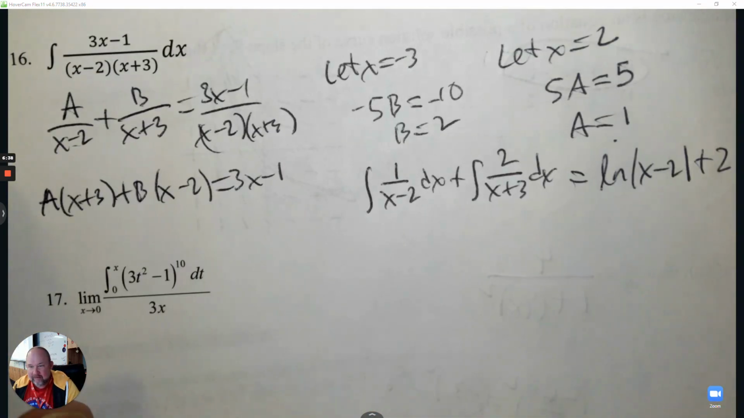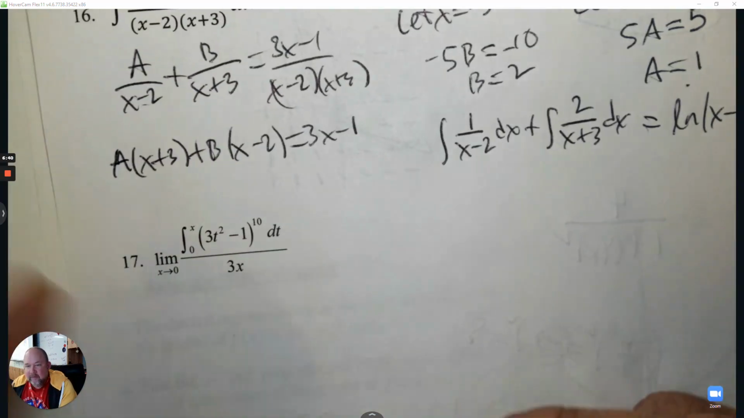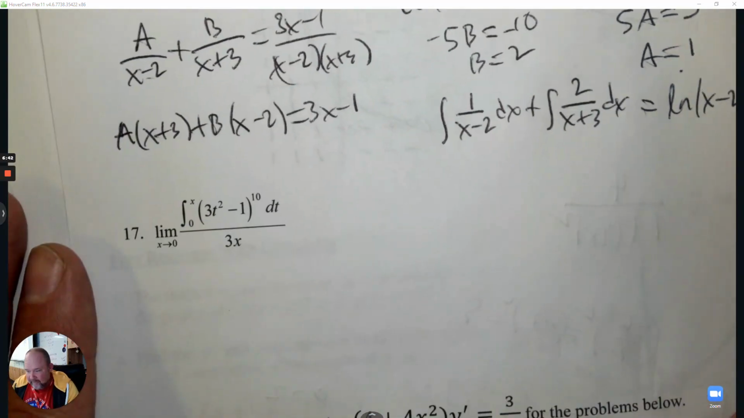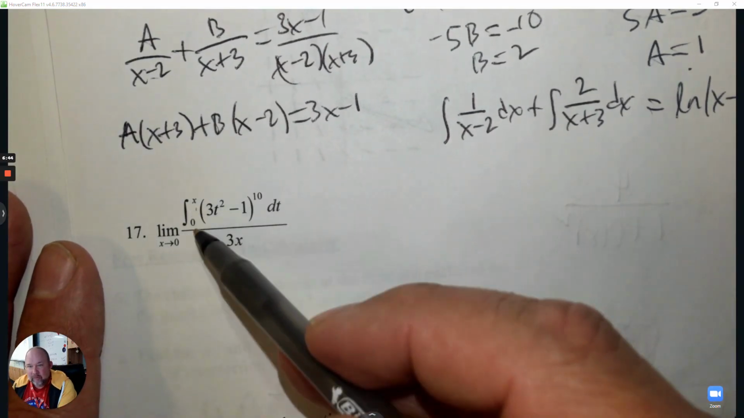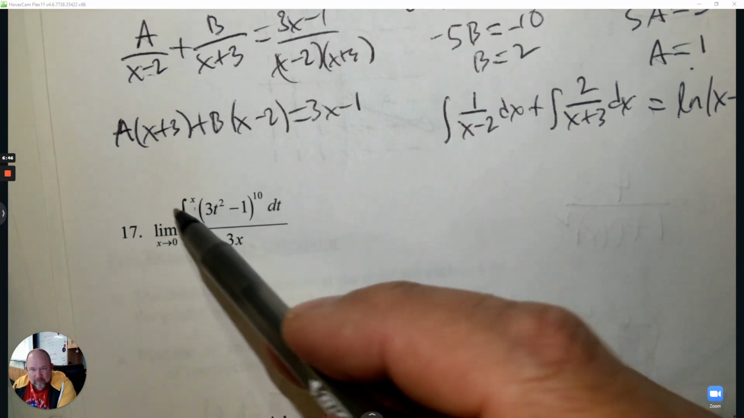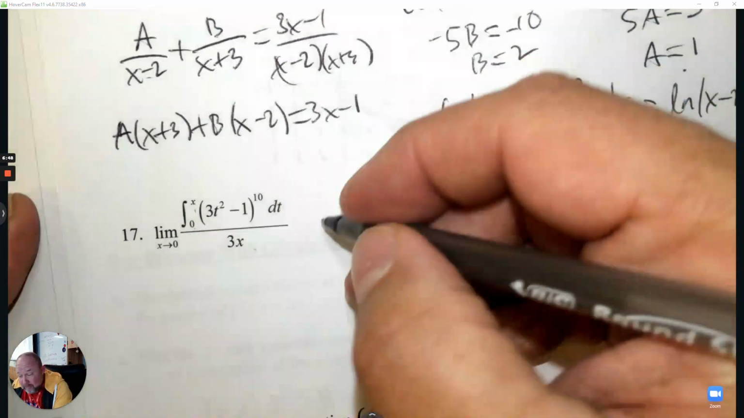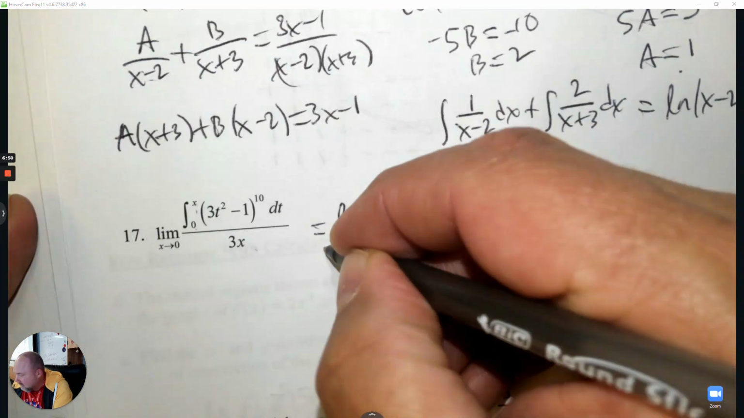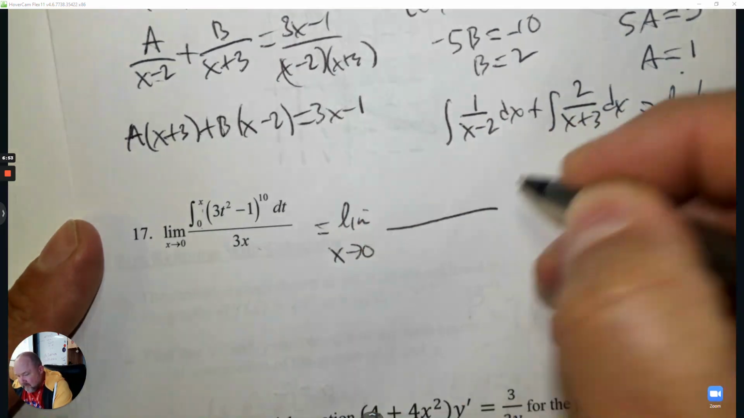All right, number 17. To evaluate a limit, first just evaluate at the number. So if I plug in 0, the area from 0 to 0 is 0, and 3 times 0 is 0. This is L'Hopital's rule. So we're going to take the derivative of the top.